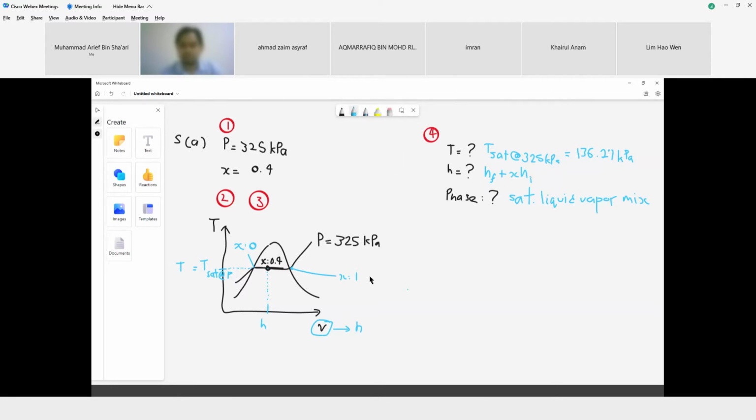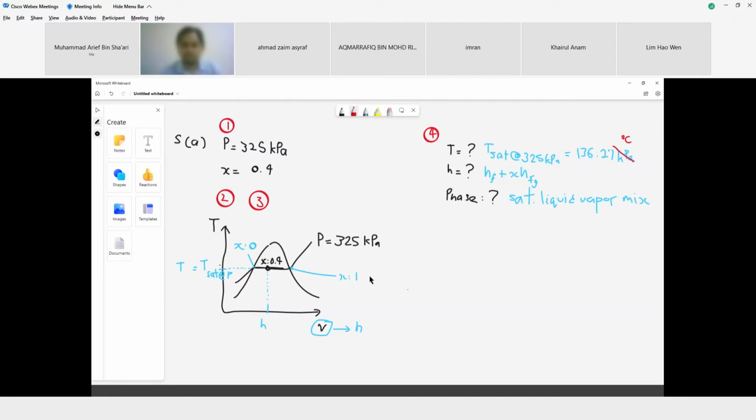Oh, the 136.27, that is in Celsius? Sorry, Celsius, sorry. Okay, thank you. This is not kilopascal but degree Celsius.